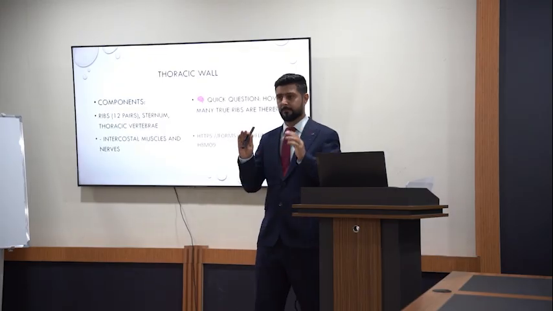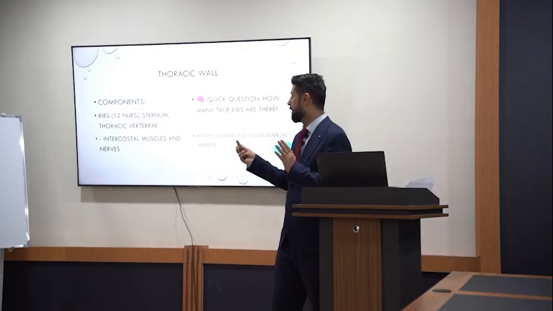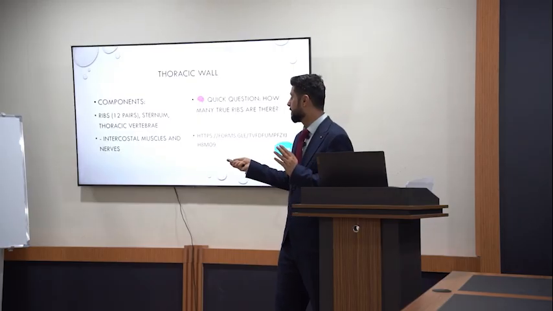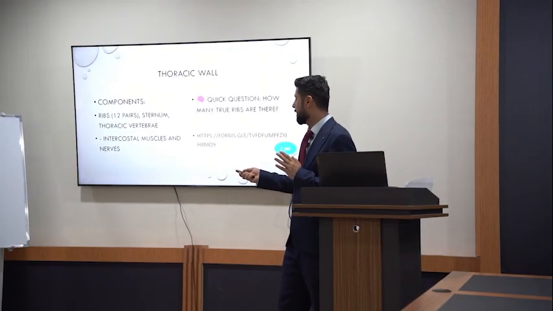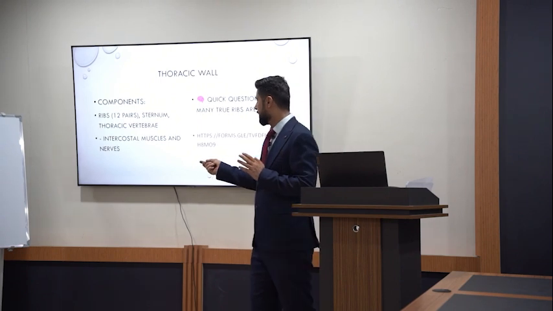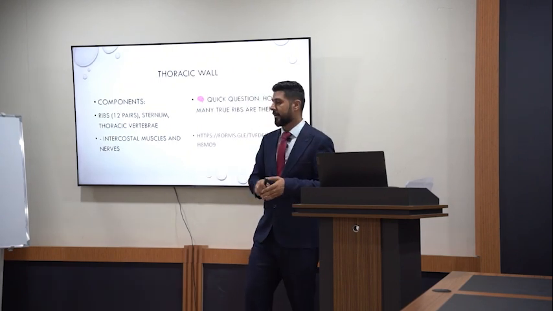Thoracic wall. Its components: we have 12 pairs of ribs, the sternum, and thoracic vertebrae with intercostal muscles and nerves.